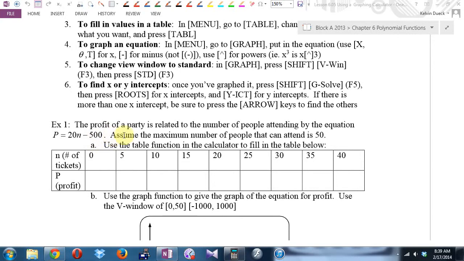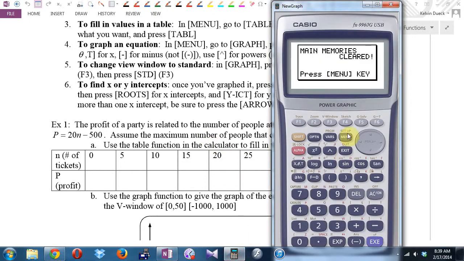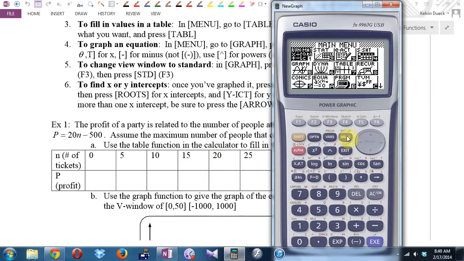I wrote here, assume the maximum number of people that can attend is 50. Use the table function in the calculator to fill in the table below. So turn your calculator on, press your menu button, and let's go to the table function. Now mine is option number 7. What's yours? Option number what? 5. So go find option number 5.